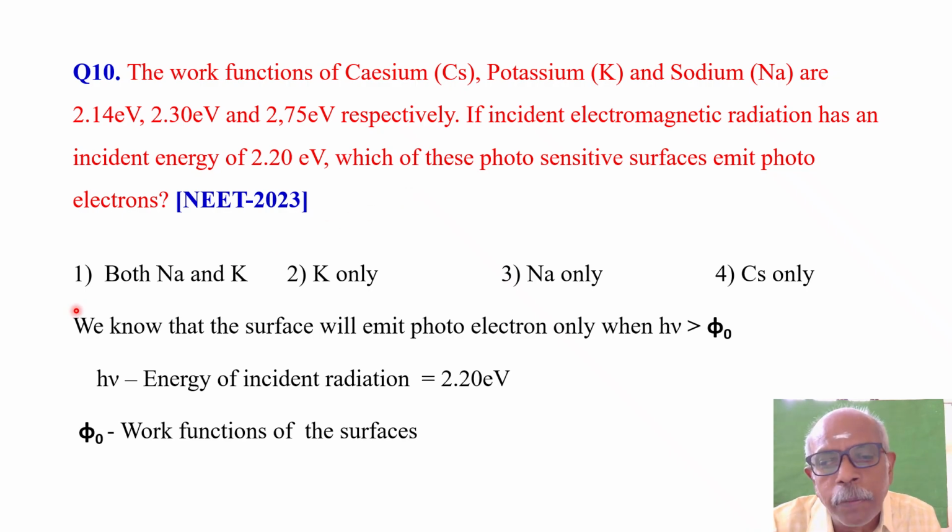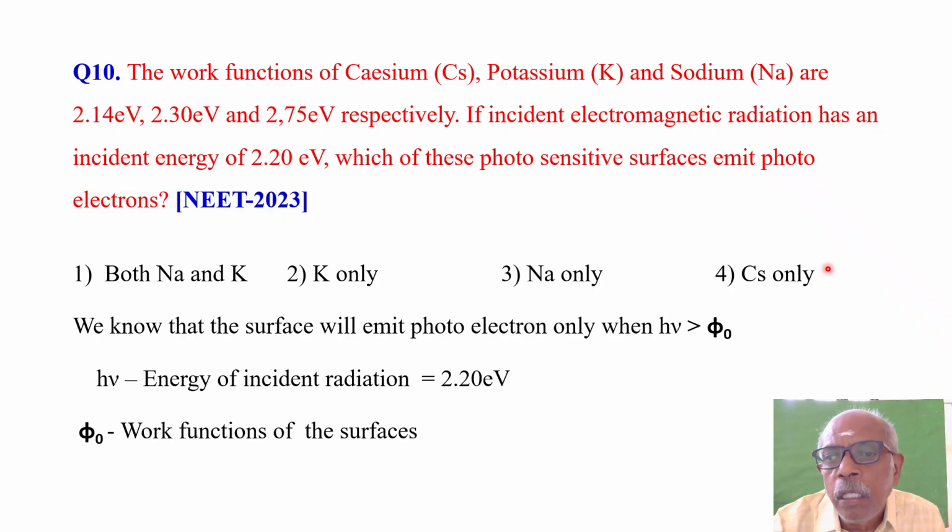So you are given four options. Number one, both Na and K, that is sodium and potassium. Number two, potassium only, K only. Number three, sodium, Na only. And number four, cesium, Cs only.